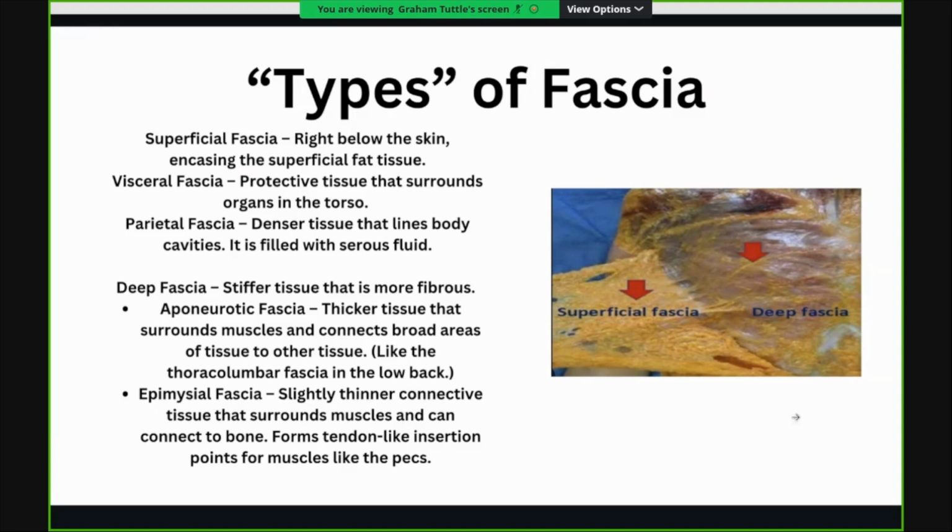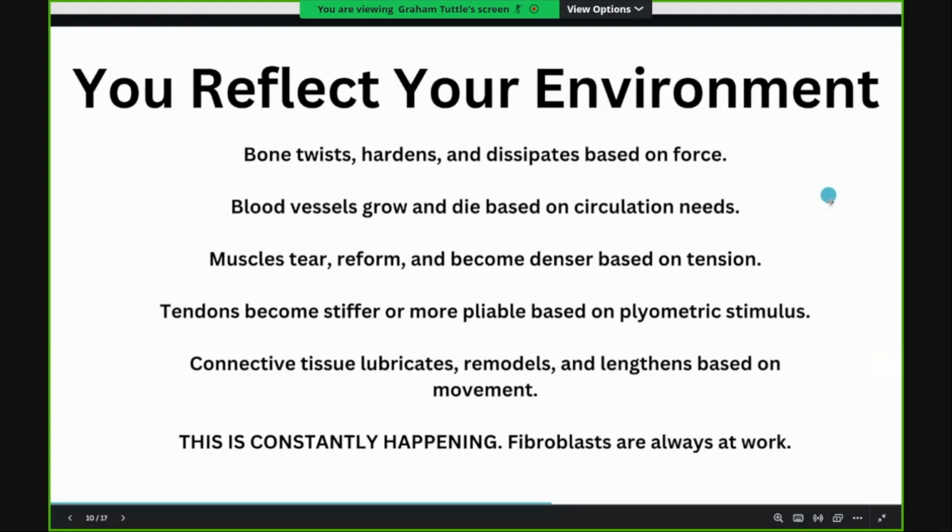So that was a horrible slide, but the point is you reflect your environment. Every single thing you do is just some type of emergent tissue. We'll talk about what that looks like in the next portion. But bones twist, harden, and dissipate based on the force. It's called Wolff's Law. Bones are constantly remodeling based on lines of stress, but slowly. Blood vessels grow and die based on circulation needs. When you need tissue that has to be circulated, blood vessels grow, or they recede.